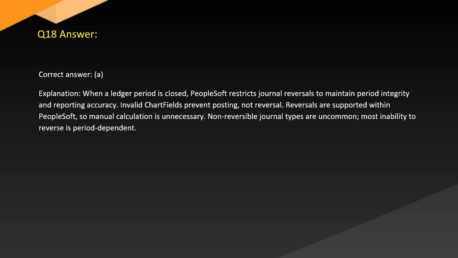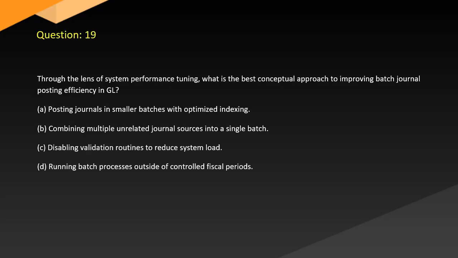Invalid chart fields prevent posting, not reversal. Reversals are supported within PeopleSoft, so manual calculation is unnecessary. Non-reversible journal types are uncommon. Most inability to reverse is period dependent. Question 19. Through the lens of system performance tuning, what is the best conceptual approach to improving batch journal posting efficiency in GL? A. Posting journals in smaller batches with optimized indexing.